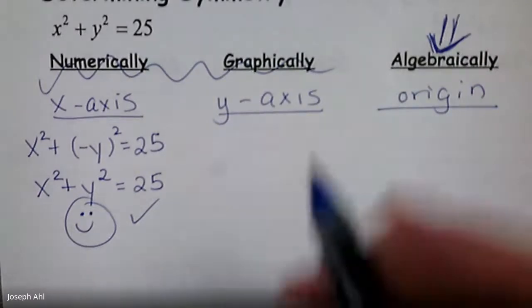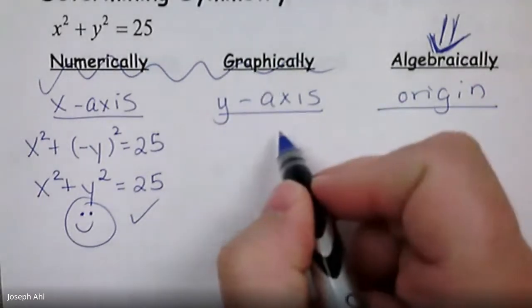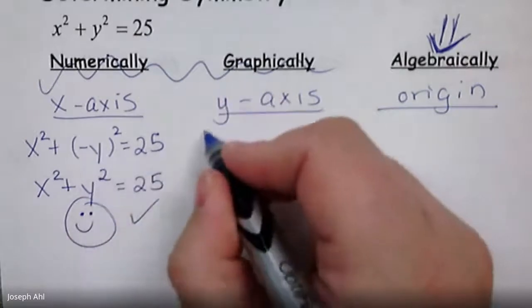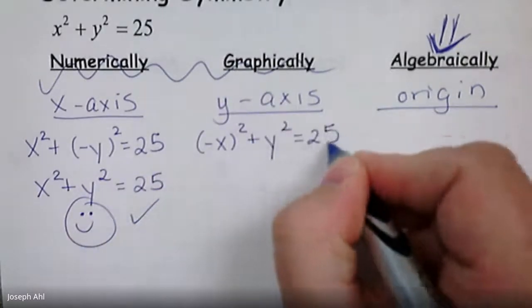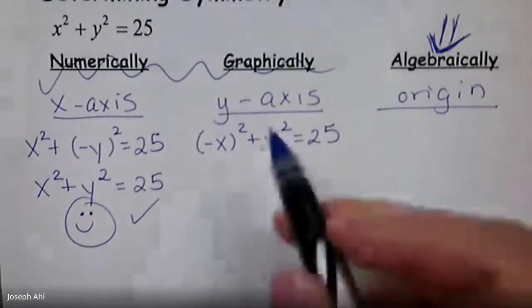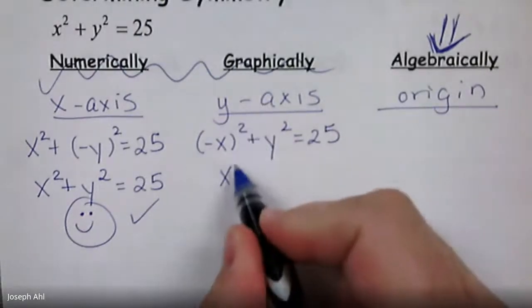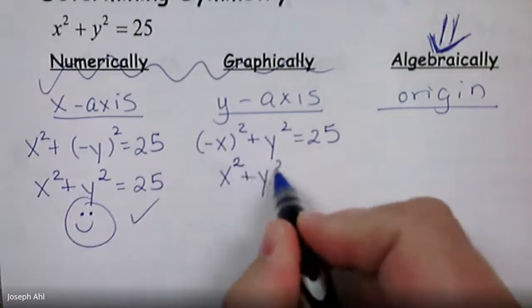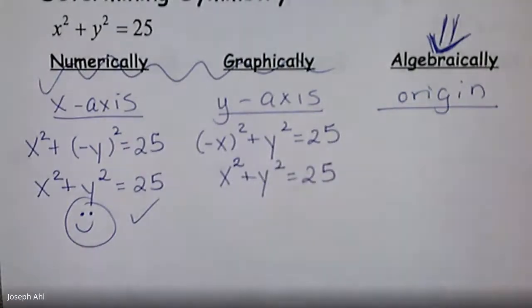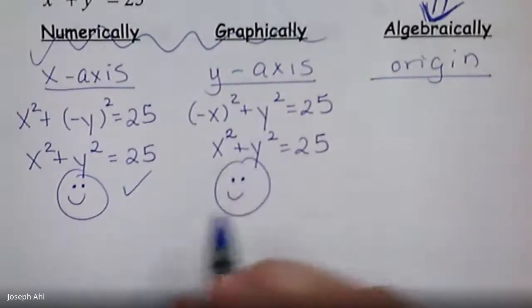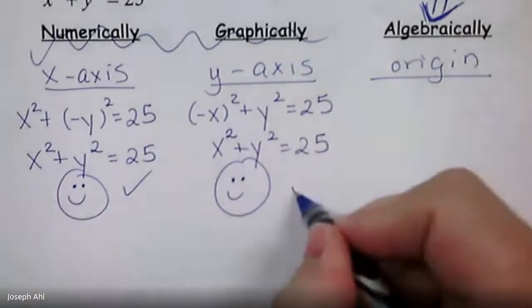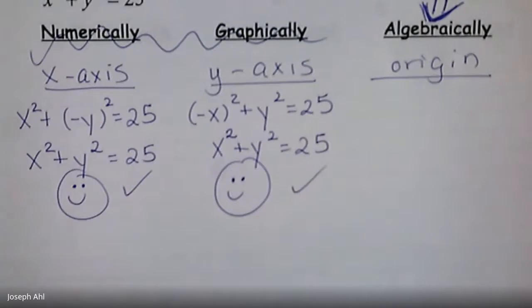Let me show you what the y-axis test would look like. Similarly, instead of replacing y with negative y, you're going to replace x with negative x and see if the equation remains the same. So when you square negative x, that's the same thing as positive x squared, right? So you get x squared plus y squared equals 25, and whoa, good thing I didn't stop at x-axis. This one also has y-axis symmetry. So we can have equations that exhibit more than one type.